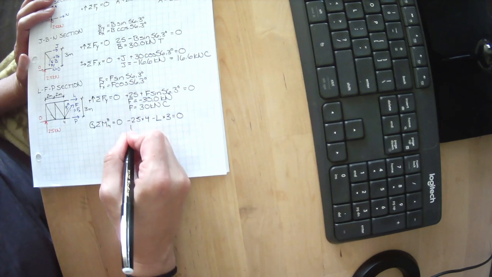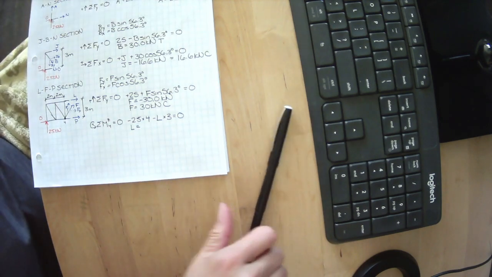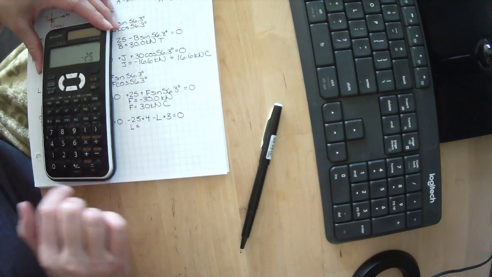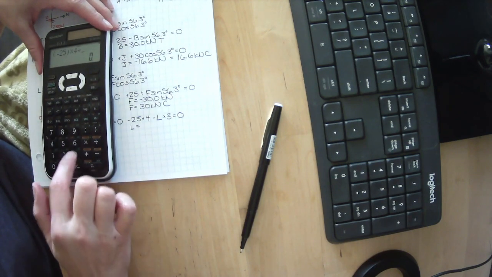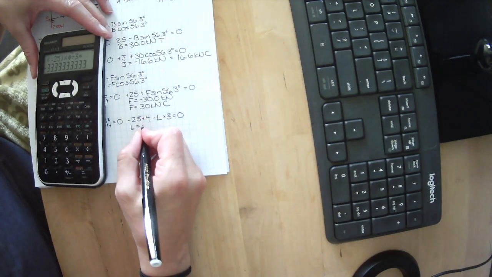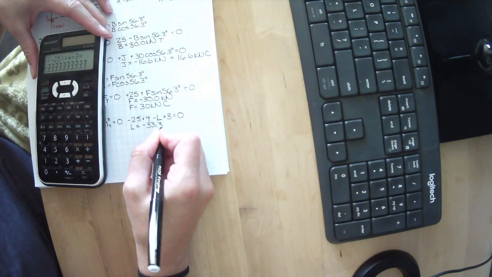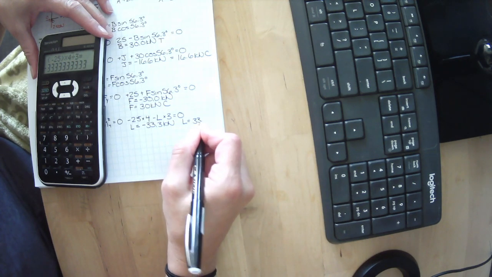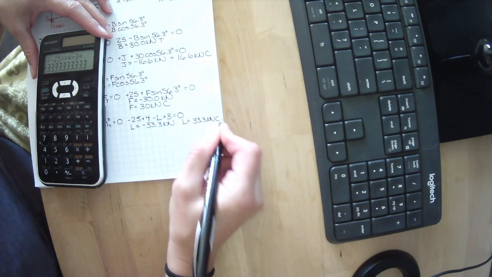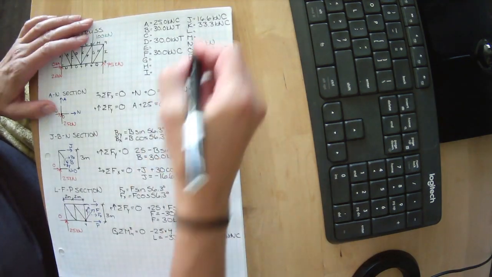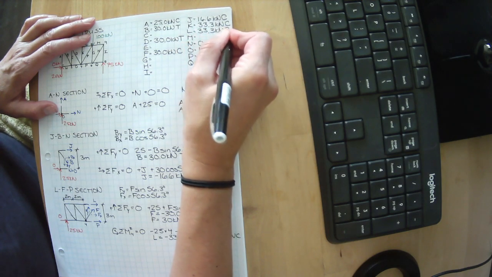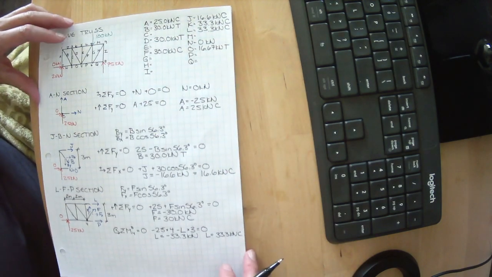I can rearrange this and solve for L. I end up with negative 25 times 4 divided by 3. I get minus 33.3 kilonewtons, or L equals 33.3 kilonewtons in compression. Let's write that in our chart. 33.3 kilonewtons compression. Look, we're slowly filling up this chart. We're doing pretty good.